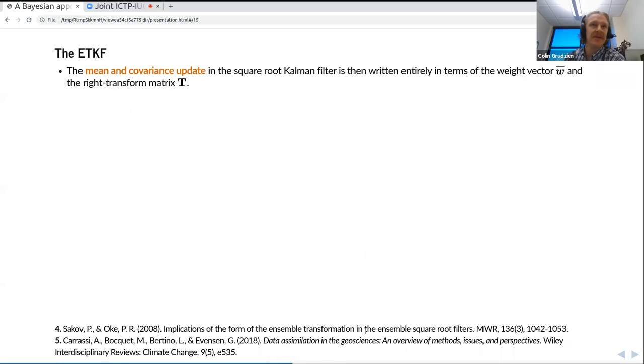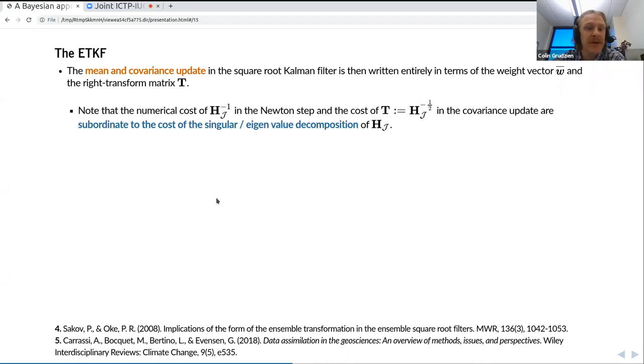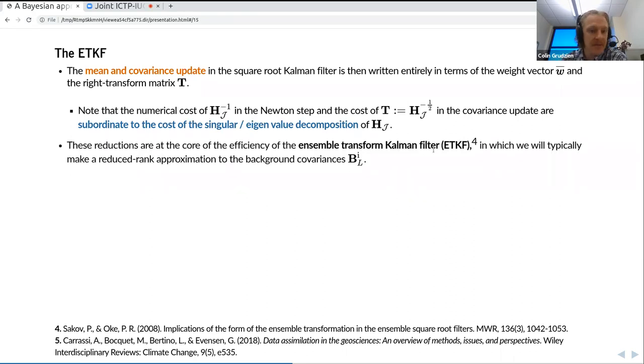Now, this brings us to the notion of the ensemble approach, where the mean and covariance update in the square root Kalman filter is written entirely in terms of the weight vector and the transform matrix. We want to note that the numerical cost of inverting this Hessian in the Newton step, and the cost of computing this transform, are actually subordinate to a singular or eigenvalue decomposition of the Hessian, where both come for free if you calculate that decomposition. These reductions are at the core of the efficiency of the ensemble transform Kalman filter, which will typically make a reduced rank approximation to this background covariance.